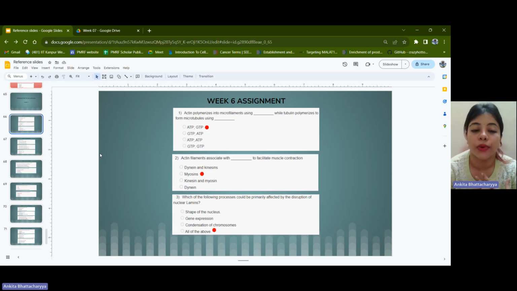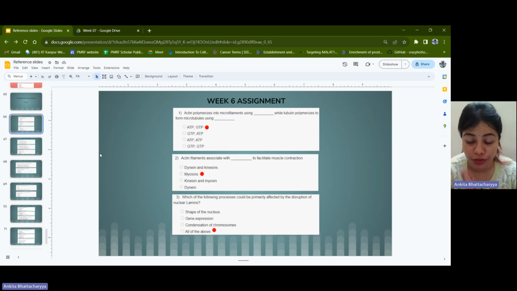Then in question 3, we were asked which of the following processes could be primarily affected by the disruption of nuclear lamins. If you remember, we had looked at intermediate filaments as well, and lamins were part of the intermediate filaments. So what is the impact of the disruption of nuclear lamins? The proposed options are that it could disrupt the shape of the nucleus, it could affect gene expression, it could affect the condensation of chromosomes, or all of the above. Because nuclear lamins mediate the architecture of the nucleus and the demarcation between the nuclear environment and the extranuclear or cytosolic environment.